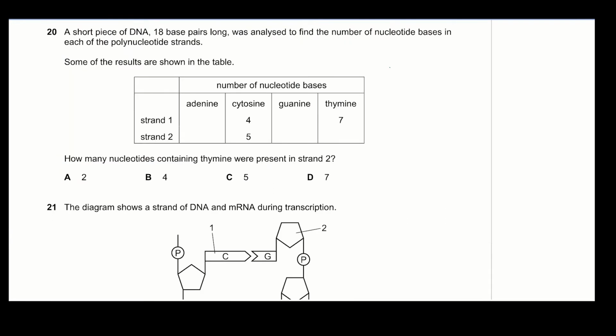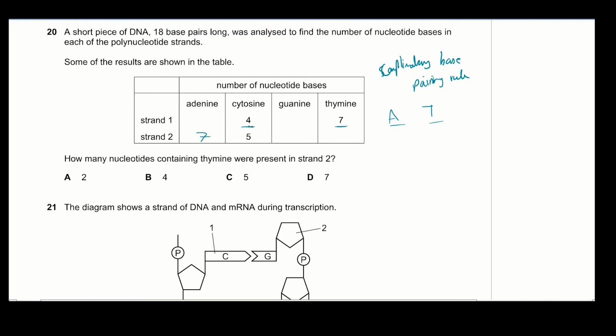A piece of DNA 18 base pairs long was analyzed to find the number of nucleotide bases in each of the polynucleotide strands. Some of the results are shown in the table. How many nucleotides containing thymine were present in strand 2? As we all know, DNA bases are paired together by the complementary base pairing rule. So for example, adenine has to pair with thymine. Coming back to the question, we know that thymine here is 7, so in strand 2, the adenine is also going to be 7.